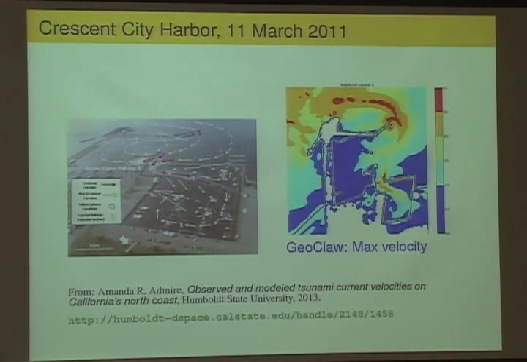This is from a thesis at Humboldt State, where they estimated the flow velocities to be 4 or 5 meters per second, 3 meters, 2 meters per second, 1 meter per second. And the scale here is also, this is 4 to 5 meters per second, the red and orange area. So you get, again, similar flow velocities and similar patterns of how the flow comes into the harbor. So this is another active area of research in tsunami modeling, trying to model currents in harbors and the effect on infrastructure, and ultimately doing probabilistic modeling of currents as well as flow depths.